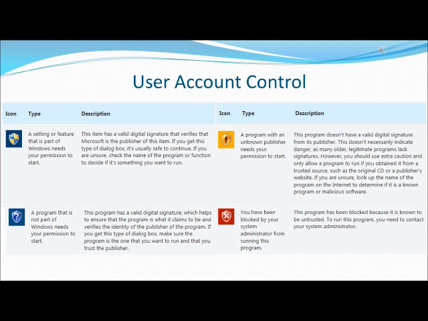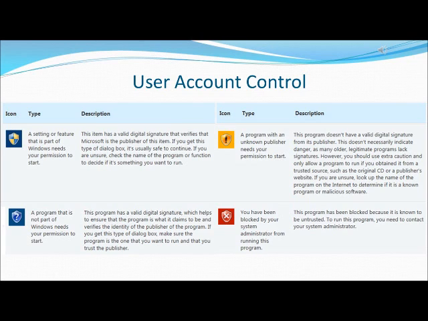The second icon you can see is a program that is not part of Windows and needs your permission to start. This program has a valid digital signature, which helps you ensure that the program is what it claims to be, and verifies the identity of the publisher of the program. If you get this type of dialog box, make sure the program is the one that you want to run and that you trust the publisher.